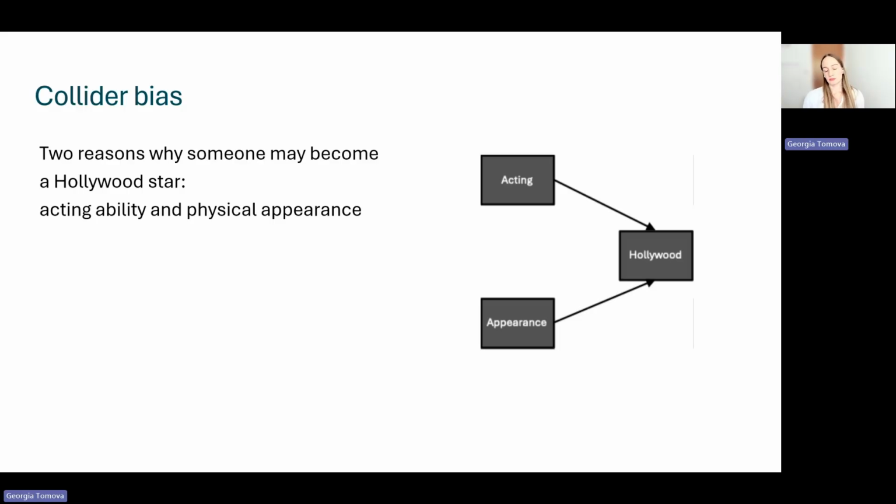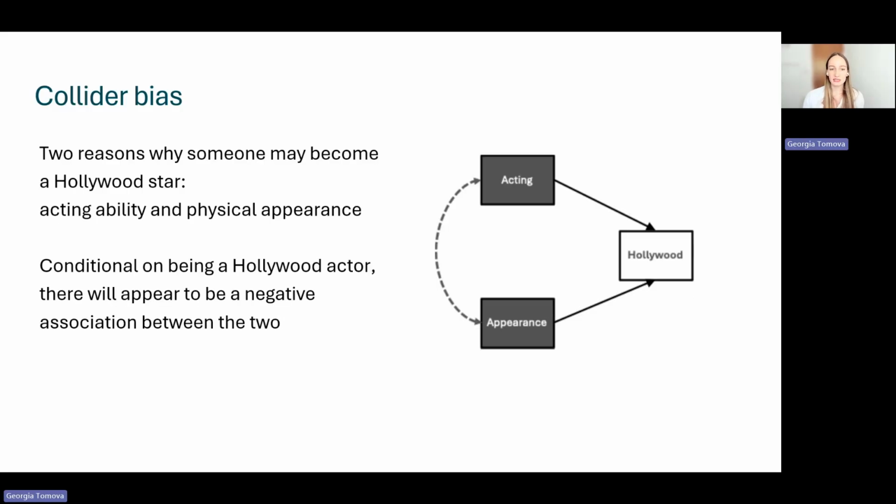Now, in the general population, we shouldn't expect that acting ability and physical appearance are necessarily directly related causally. However, if we were to look within a sample of Hollywood stars, we might see an inverse association appear between them. This is because once we look within people who are already Hollywood actors, we can understand this as a type of conditioning. We are looking at a restricted sample, so everyone there has the same value of Hollywood actor being, for example, 1 in a binary variable. So this is a type of conditioning.